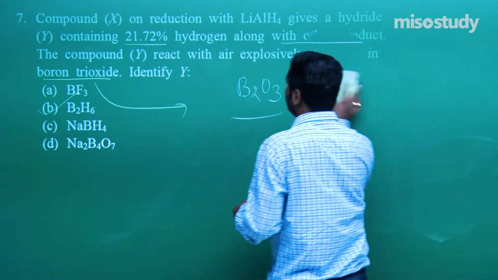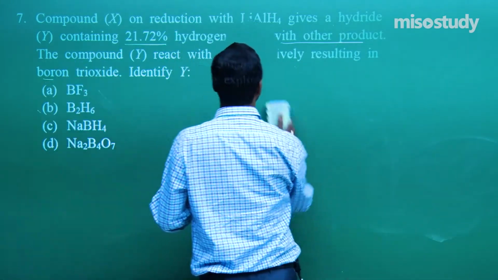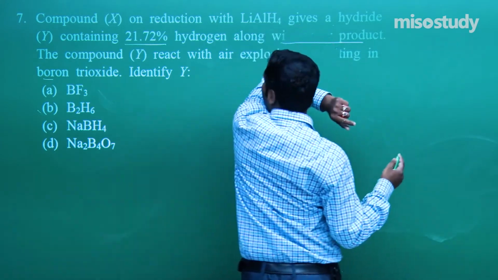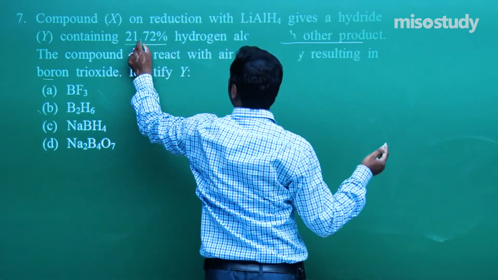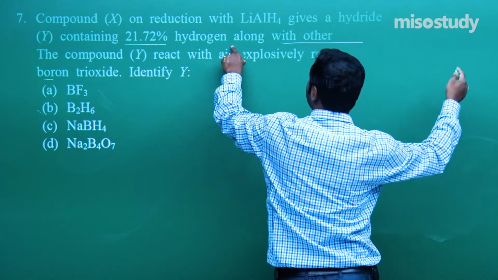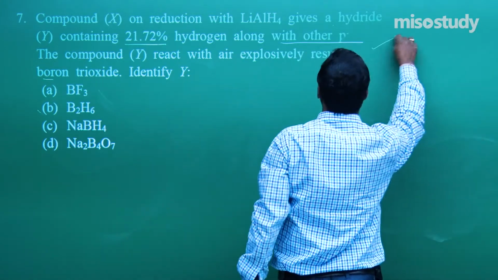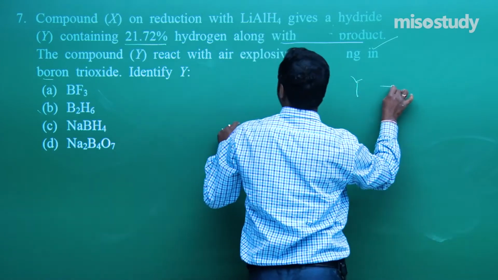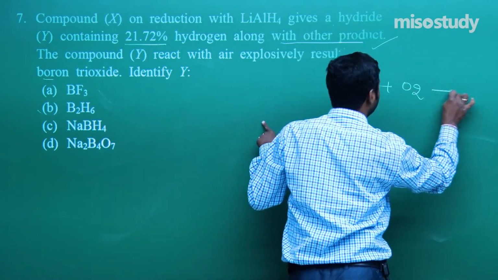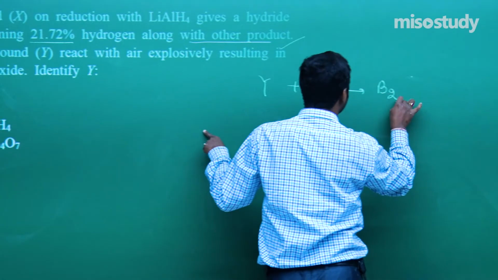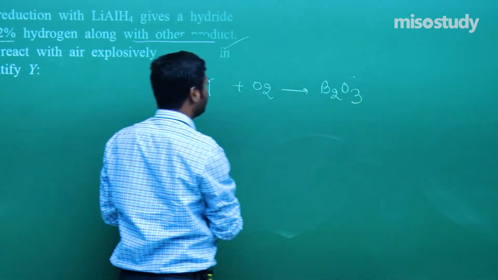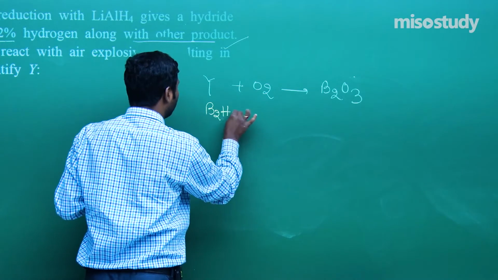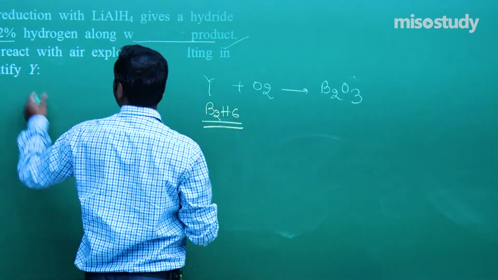So check out what I'm telling. According to the question, compound X on reduction with LiAlH4 gives a hydride Y containing 21.72% hydrogen along with other product. That is, Y plus O2 gives B2O3. Definitely it gives B2O3. That is, Y is B2H6. Yes, sir.